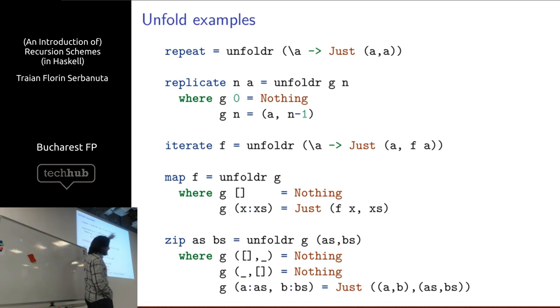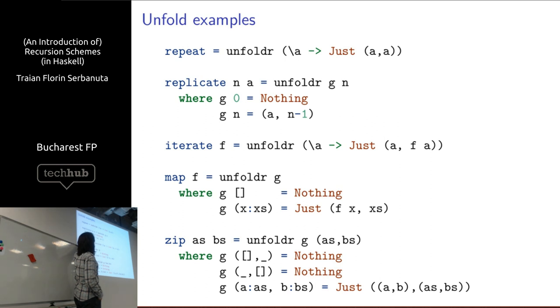So this will basically unroll and will give us the infinite list of A's. Now we have a bounded version of repeat, which is replicate. What replicate does is that, given a number n and an a, it produces a list with a repeated n times. So how do we do this?